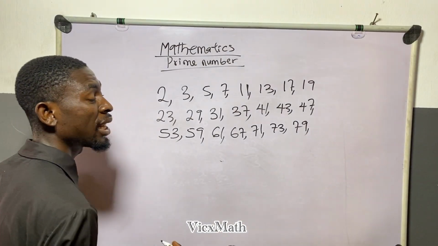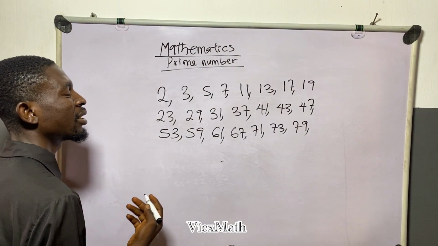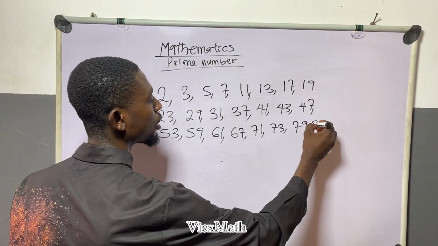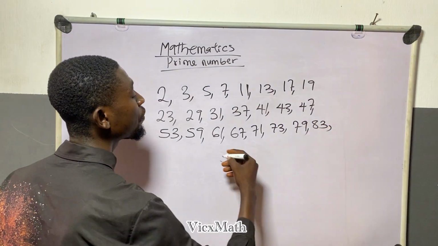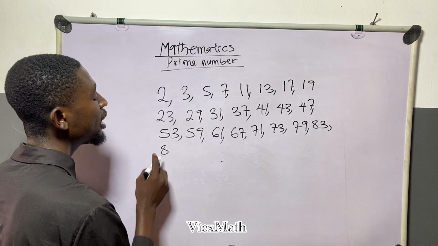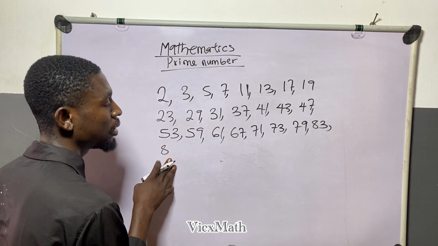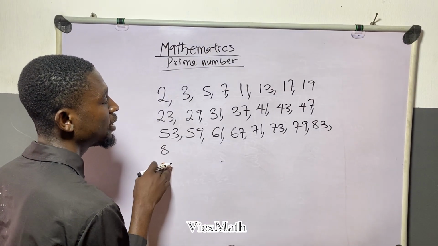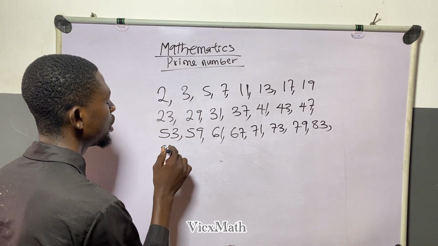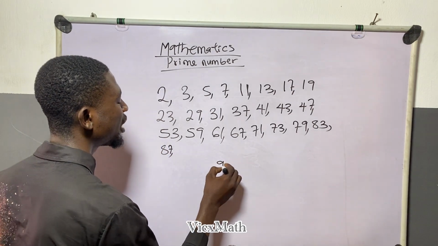81 cannot be there. All of you know that 9 times 9 will give us 81. So 81 cannot be there. 83. So after 83, what's the next number we're going to get here? 85 cannot be there, which you know. 87 is there. So apart from 87, 91 cannot be there, please.